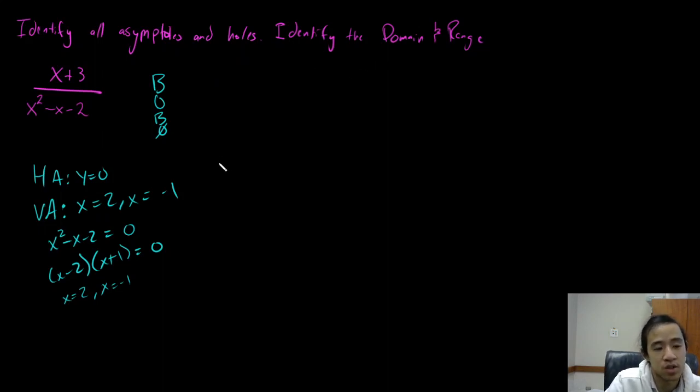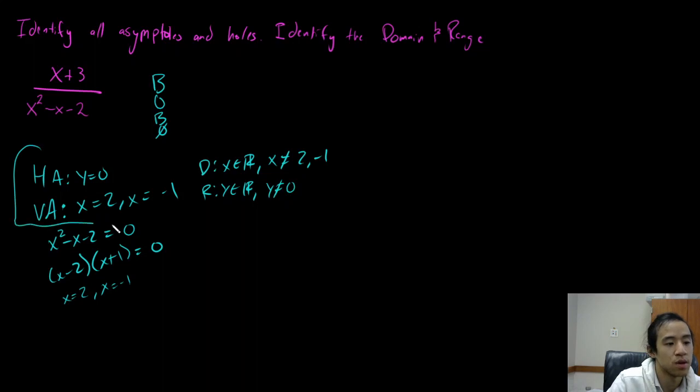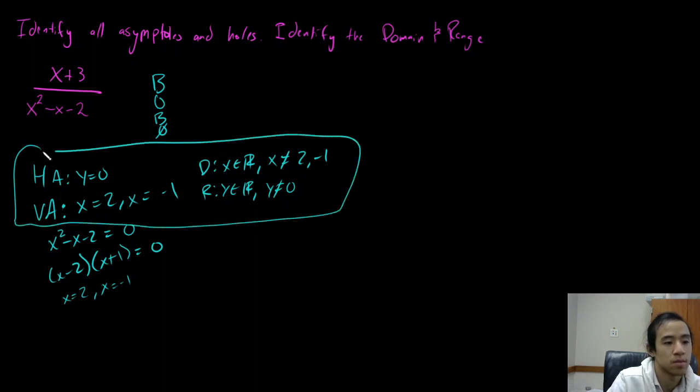So the domain and range are just going to be all real numbers but these. For the domain, x is an element of the reals, but x is not equal to 2 or -1. And the same with the range, y is an element of the reals, and y is not equal to 0. So this right here would be your answer. All right, we don't have any holes. All right, so let's go to the next example really quick.